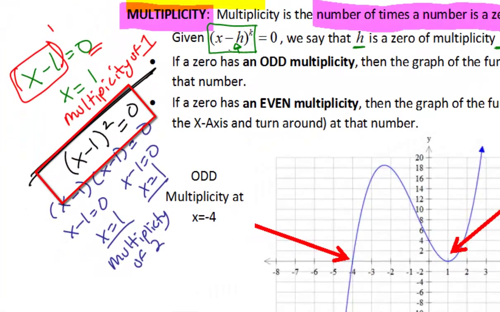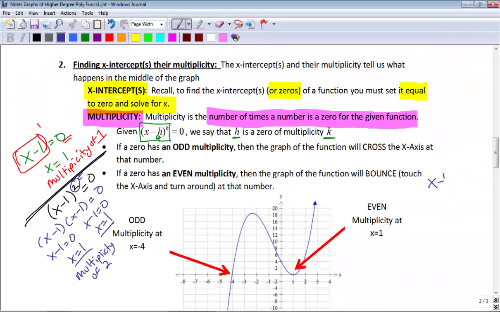So going back to this tells me I have a multiplicity of 2. So again, x minus h raised to the k power equal to 0. Notice that all these things are being equal to 0. Well, that tells me that h is going to have a multiplicity of k. So multiplicity again means just how many times your number is a 0, is a solution, is an x-intercept for that function.